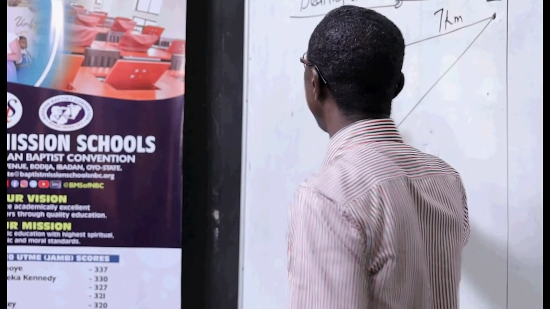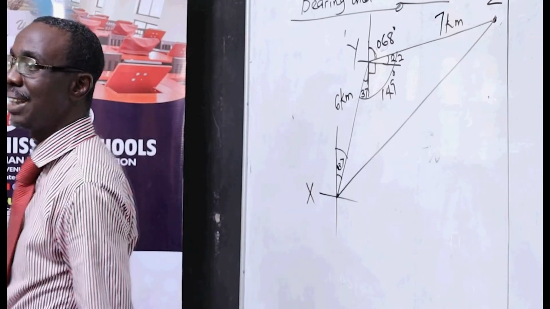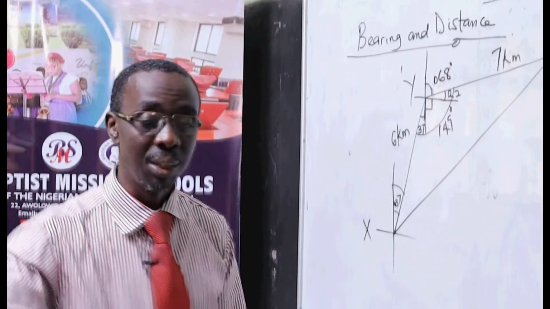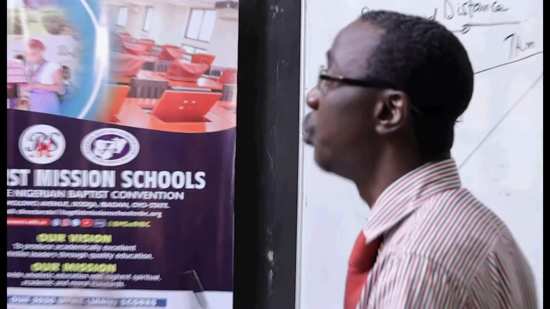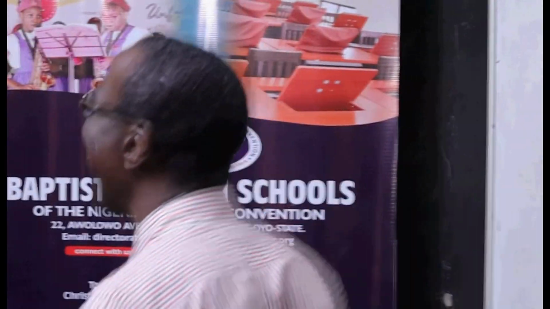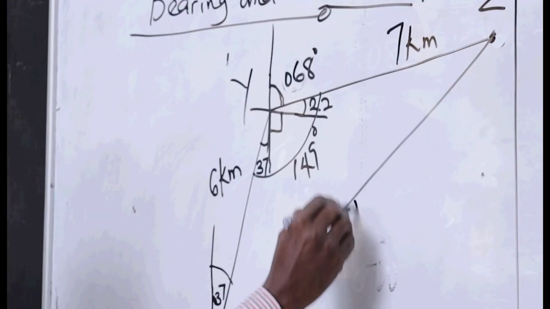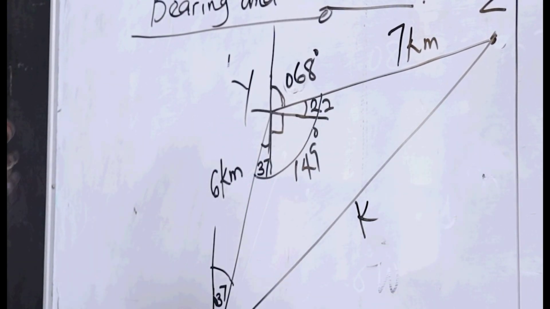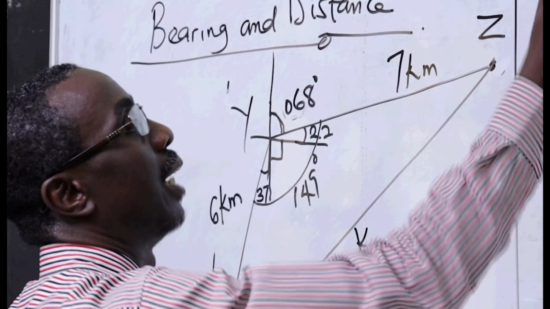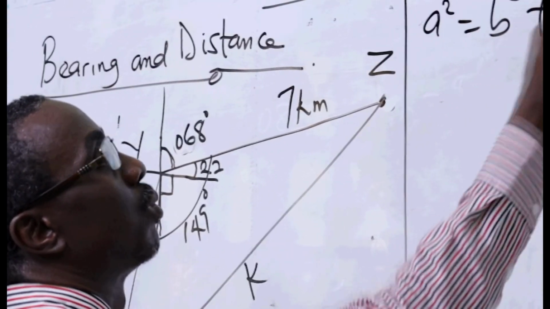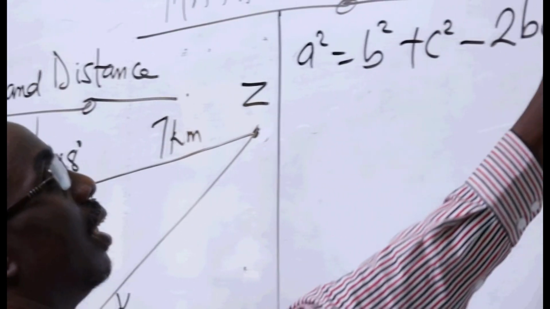When you see an included angle, what's an included angle? Quickly, I can define that from here. An included angle is the angle that is located in between the 2 known sides of a triangle, any triangle, as the case may be. When you have an included angle, then the only application you should use is the cosine rule. So for this diagram, I want to find this distance. I'm calling it k. What is the cosine rule? The cosine rule is a squared is equal to b squared plus c squared minus 2bc cos A.